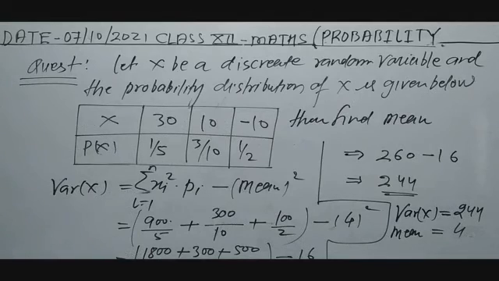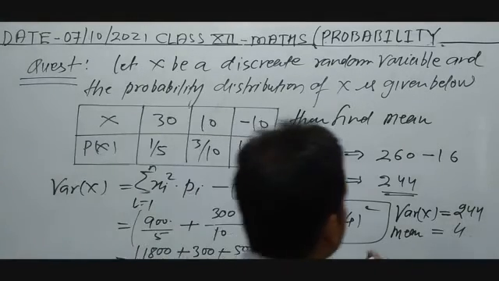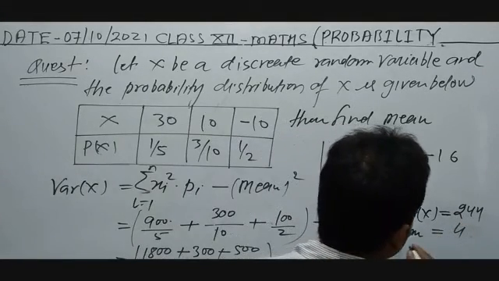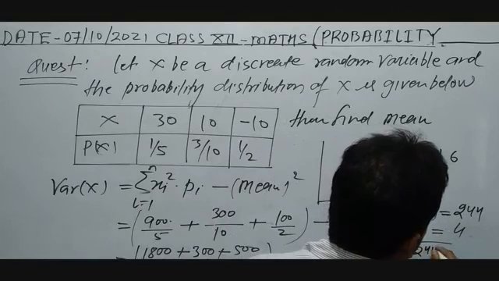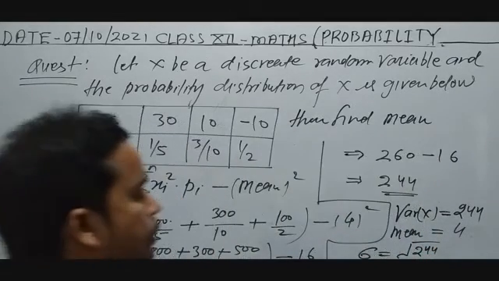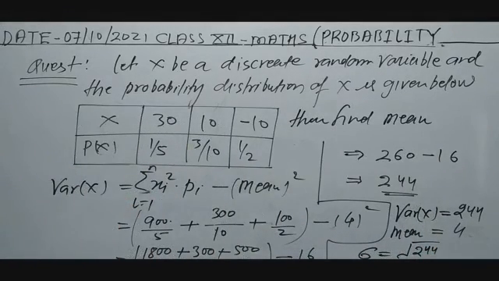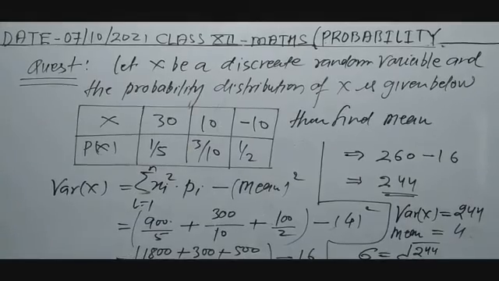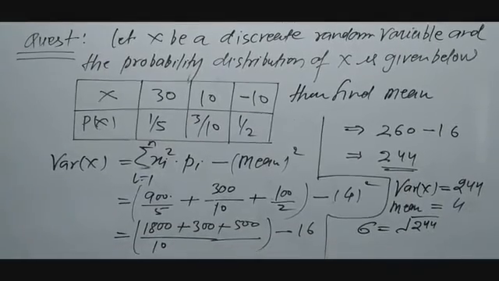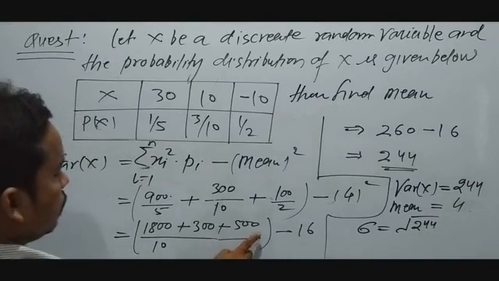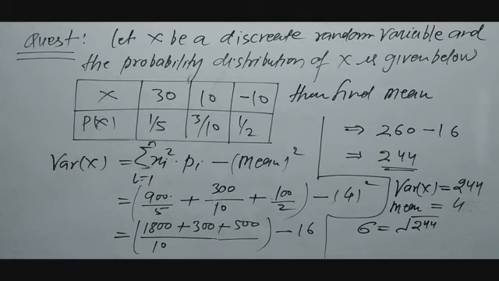Again, suppose you have to calculate the standard deviation. The standard deviation is the positive square root of the variance, so it will be root over 244. Now this is the answer. Now this is completed.